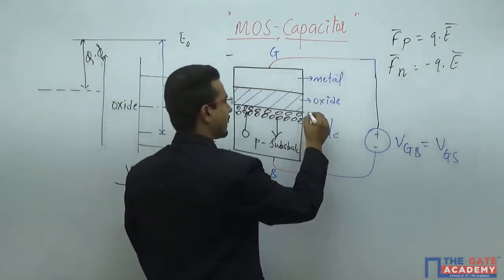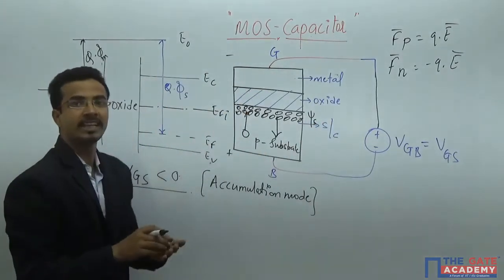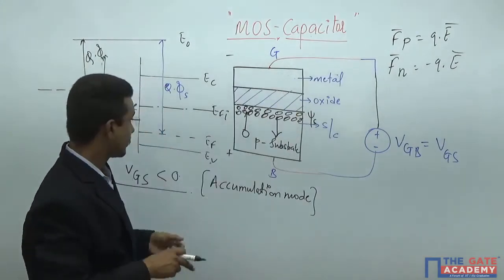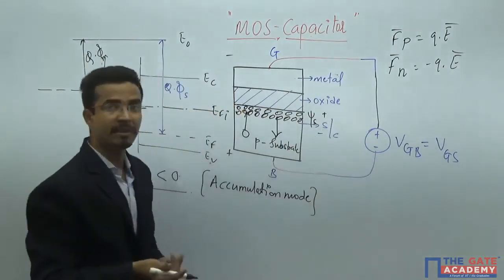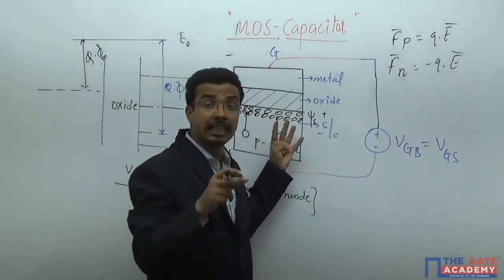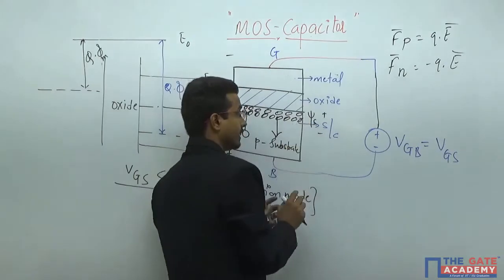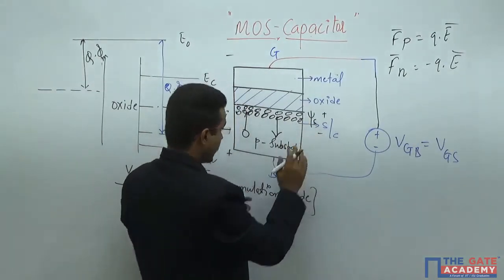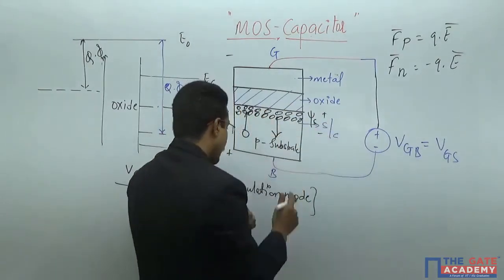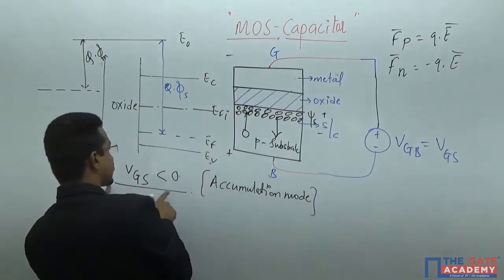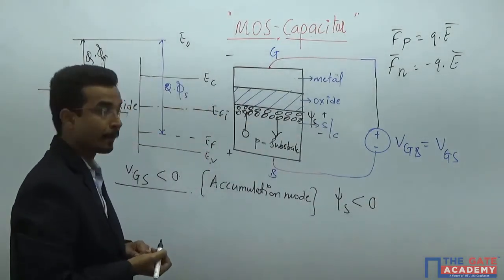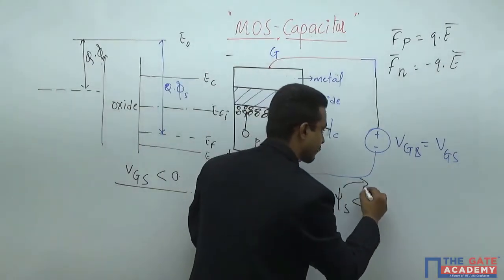Now, assume this is the value of psi S, the voltage developed in the accumulation, and I will always measure it like this. Then the electric field direction is this. Definitely the developed potential will be plus to minus, because at the lower potential the electric field direction is this, so the potential is opposite to this. So I can say that for VGS less than 0, psi S should be less than 0, where psi S is just the surface potential.